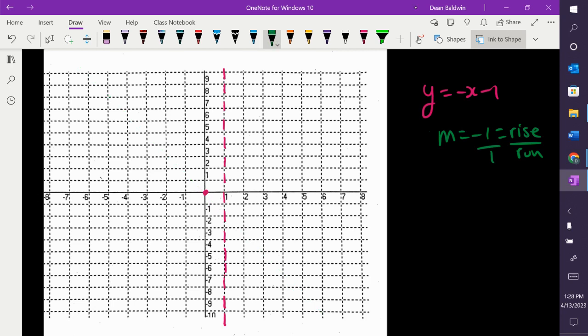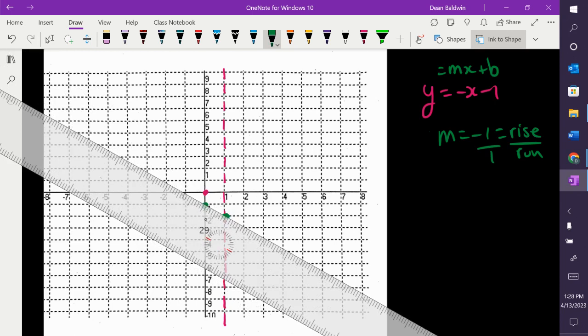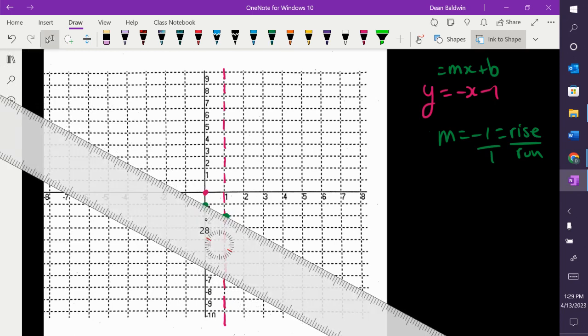All right. Okay. Do we remember mx plus b? B is your y-intercept, so negative 1. M is your slope, rise over the run, right? Negative 1 is rise over the run, so it's negative 1 over 1. So negative rise means we go down 1, and a positive run means we go to the right 1. There we go. Now I can draw it.